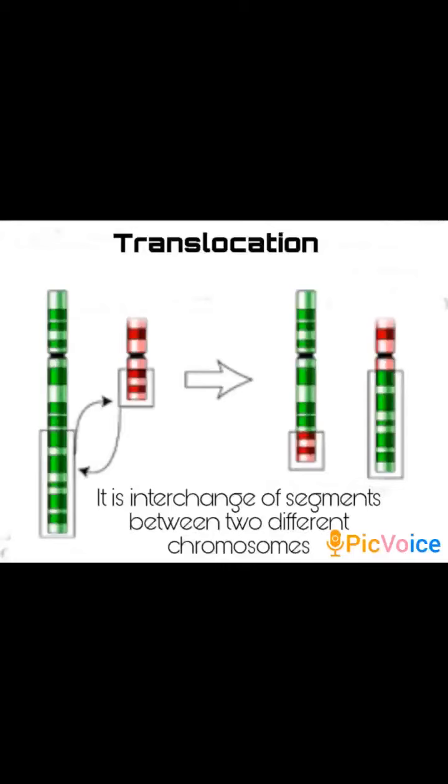What is translocation? It is interchange of segments, equal or unequal, by two non-homologous chromosomes. Just look here how translocation does take place between two non-homologous chromosomes.